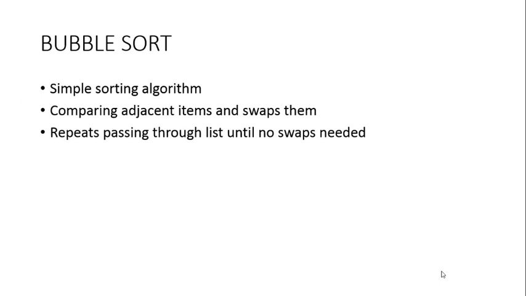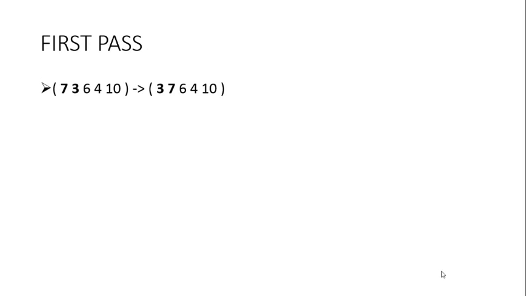Our bubble sort is a simple sorting algorithm, and it compares its adjacent items and swaps them. Then it repeats through the list or the array until there are no swaps needed. So here's an example of how a bubble sort would take place.